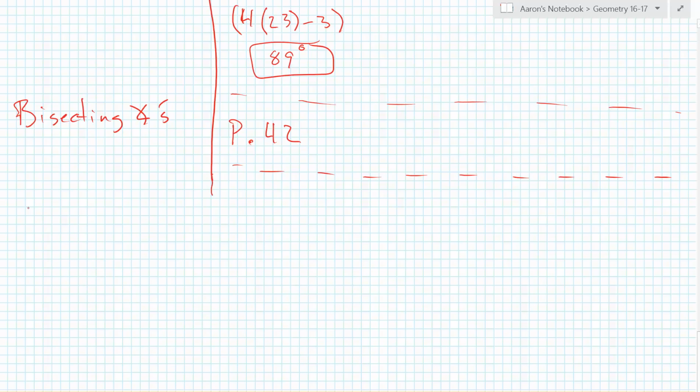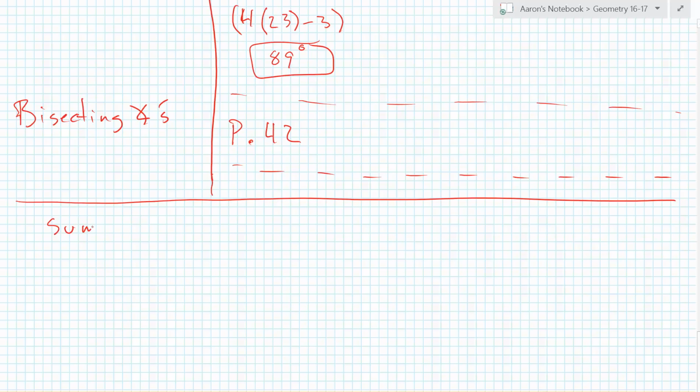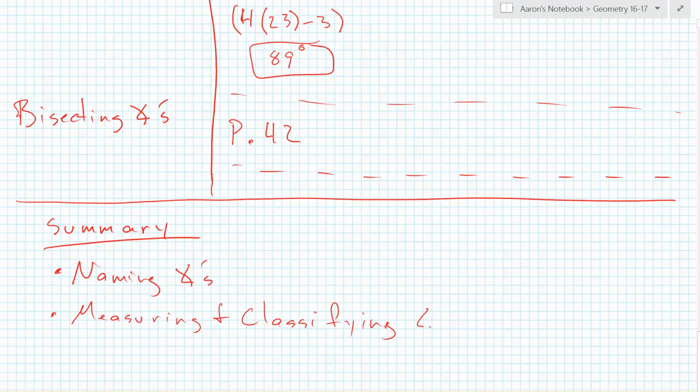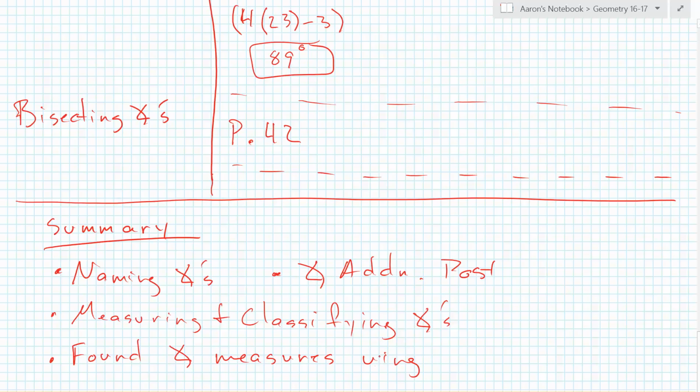And so, all in all today, we talked about naming angles, we talked about measuring and classifying angles, we talked about the angle addition postulate, and we found angle measures using the angle addition postulate.